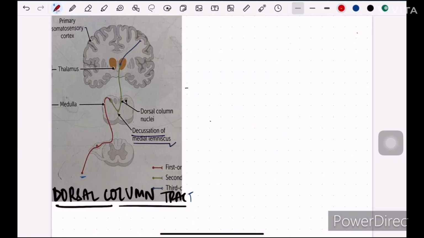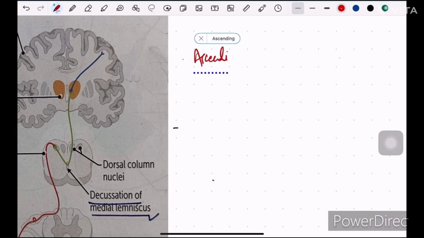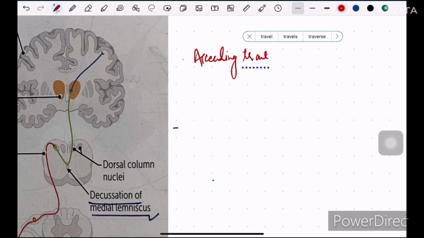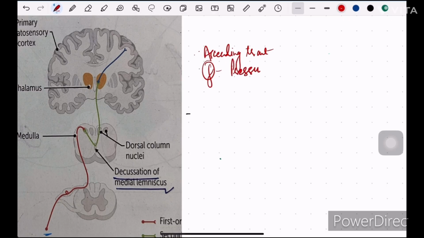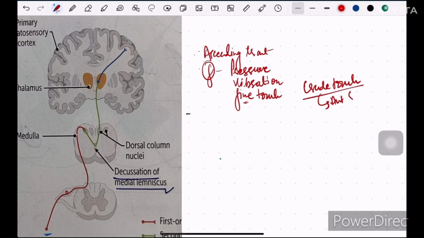First let's talk about the dorsal column tract. First of all, point number 1, it is an ascending tract, right. Functions I have already told you. What are the functions of the dorsal column tract? Pressure, vibration, you have to remember, very very important. It is fine touch, because crude touch is by the anterior spinothalamic tract. When you relate and study, it becomes easier. And then you have your conscious proprioception. ठीक है, so these are the functions, right.